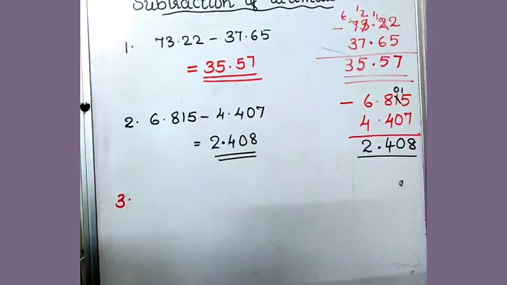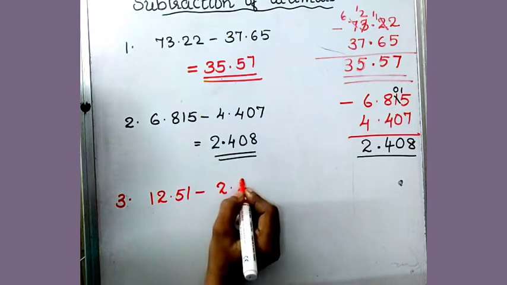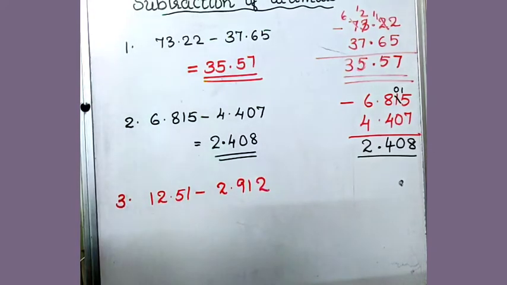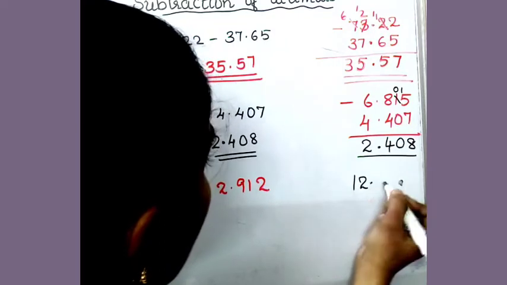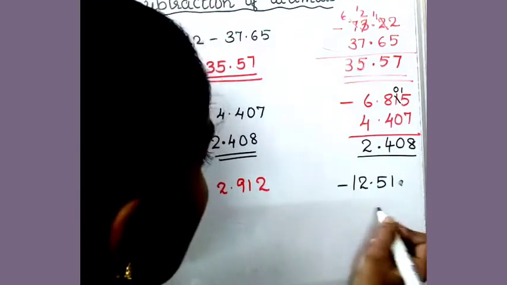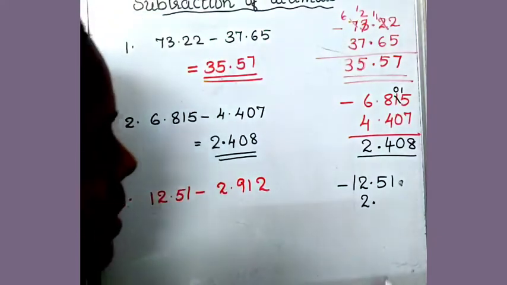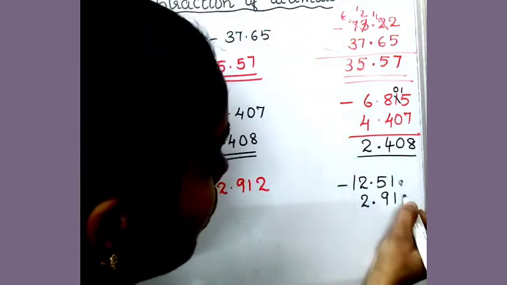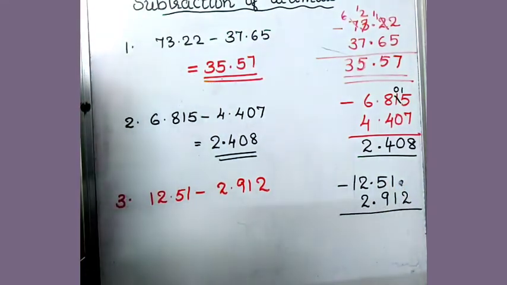Then the third question. 12.51 minus 2.912. For subtracting, we have to write the numbers in the working column. First of all, write down 12.51 minus 2.912. Put the decimal point in the correct place itself. Look here. Here 3 decimal places. Here only 2 decimal places.